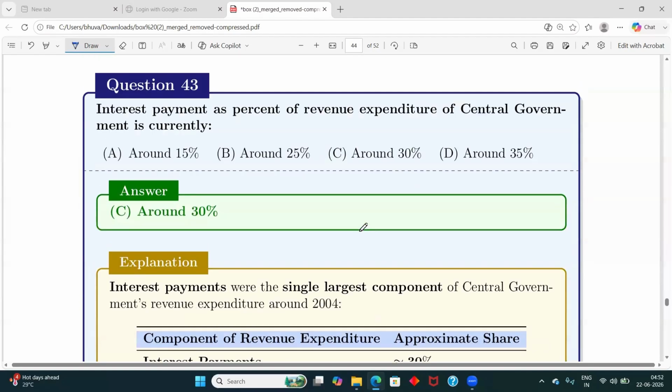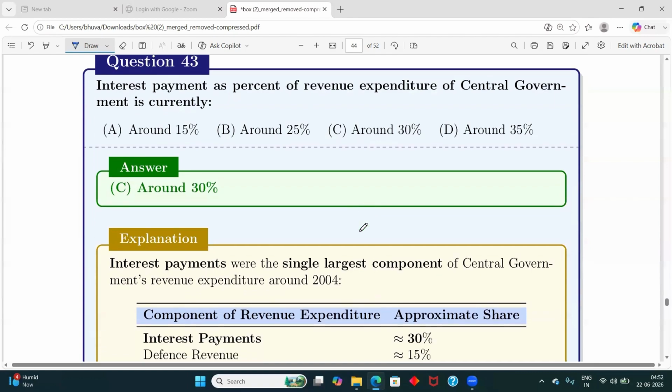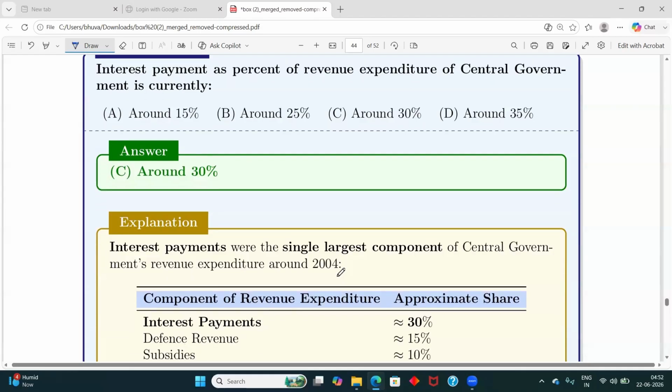Question number 43. Interest payment as a percent of revenue expenditure of the central government is currently around 50%, around 25%, around 30%, or around 35%. Option C is correct, around 30%. This paper is from 2004. I have said these things multiple times: questions come from the budgets of that year, in the 2000 paper and the 2004 paper. This paper is the December cycle, so the budget comes in February. That's why there are more questions from budgets.